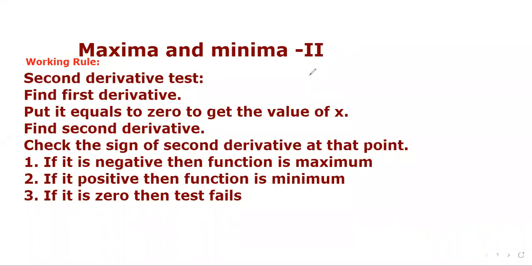Maxima and minima part 2. Second derivative test. Working rule. Find the first derivative, put it equal to 0 and get the value of x. Then find the second derivative and check the sign of the second derivative at this point.